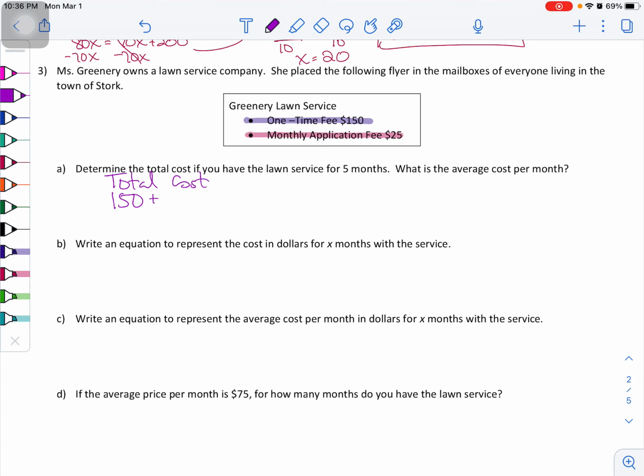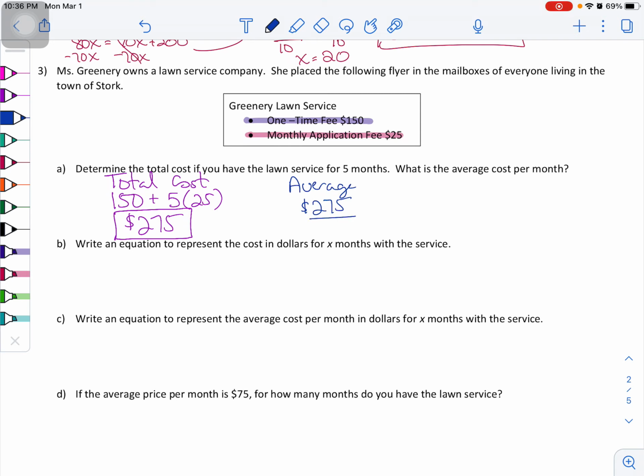Well, you're going to pay the one-time fee. First of all, let me identify this as total cost. Okay, so total cost. You've got the one-time fee of $150 plus the 5 months is going to cost you $25 per month. All right, so 150 plus 5 times 25. So that's going to cost you $275 for the lawn service for 5 months.